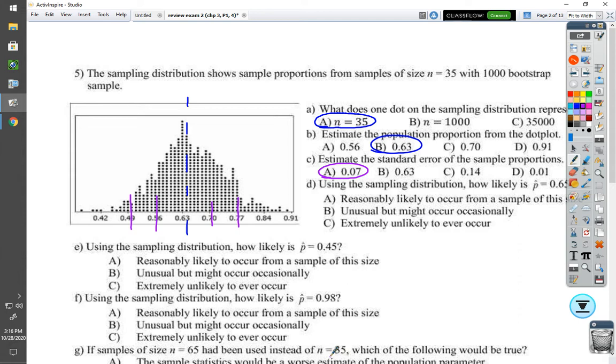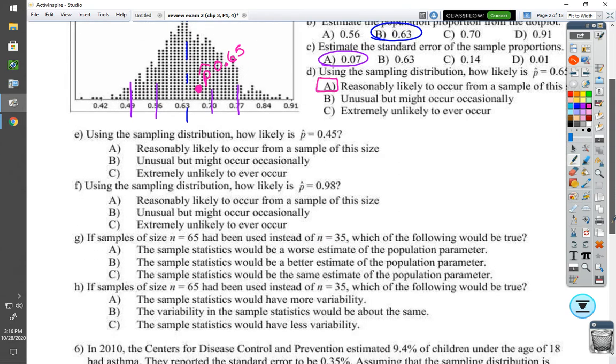Using a sampling distribution, how likely is a p-hat of 0.65? Well, I'm going to go find 0.65 and I'm going to put it on the chart. It would be about here. This would be about p-hat 0.65. It's clearly under the curve. It's within one standard deviation, and it is definitely reasonably likely that it will take place. It's within the 95% inside of there.